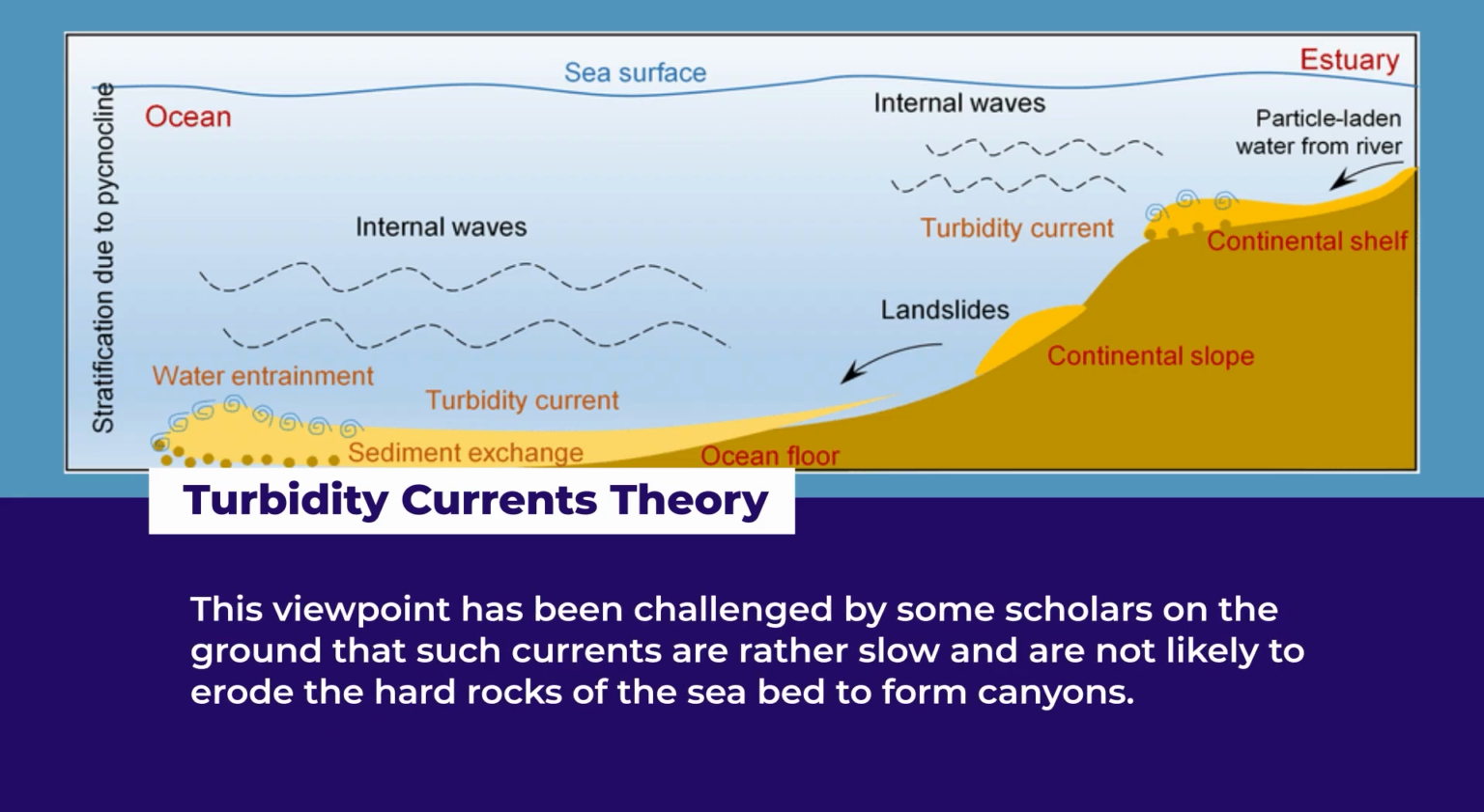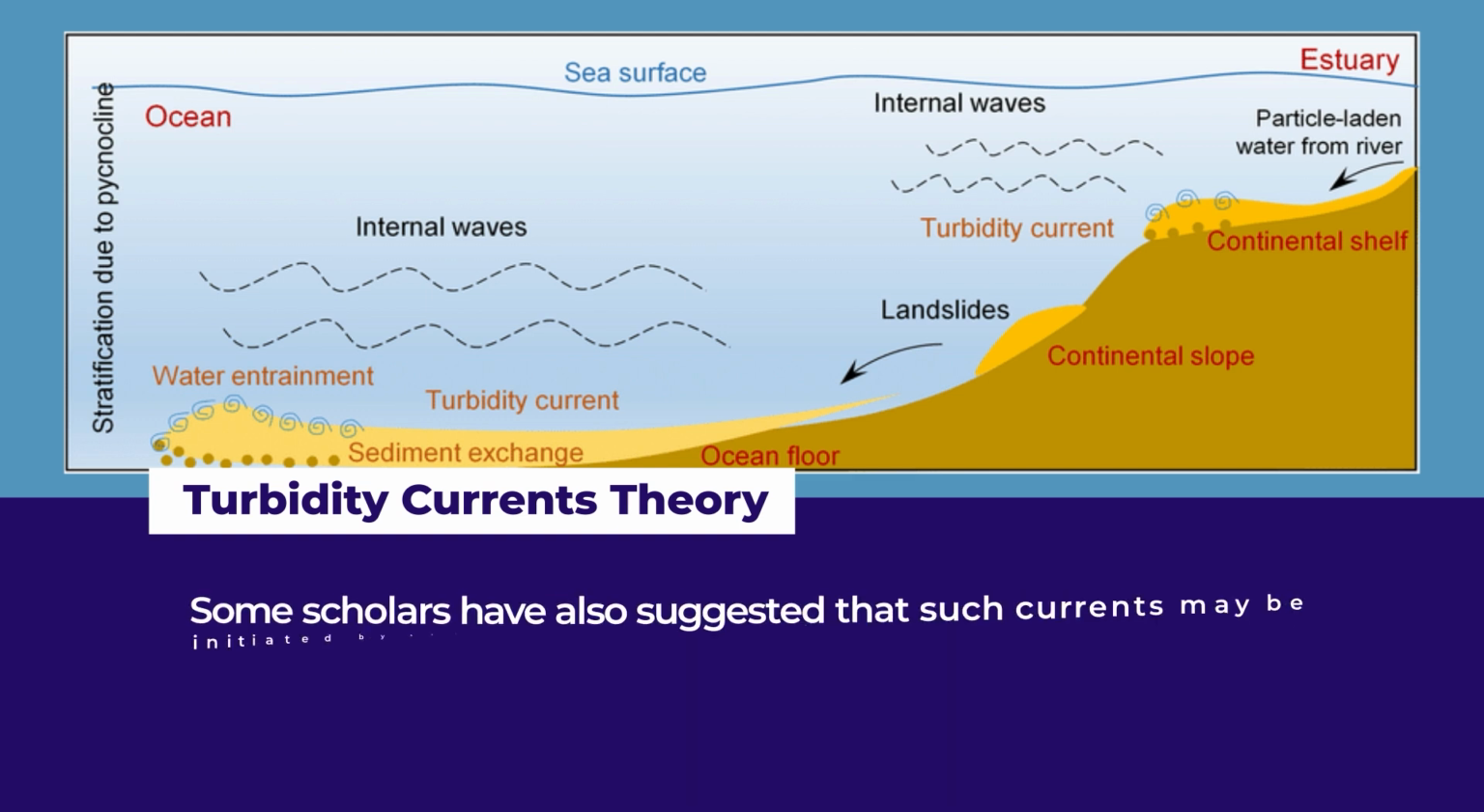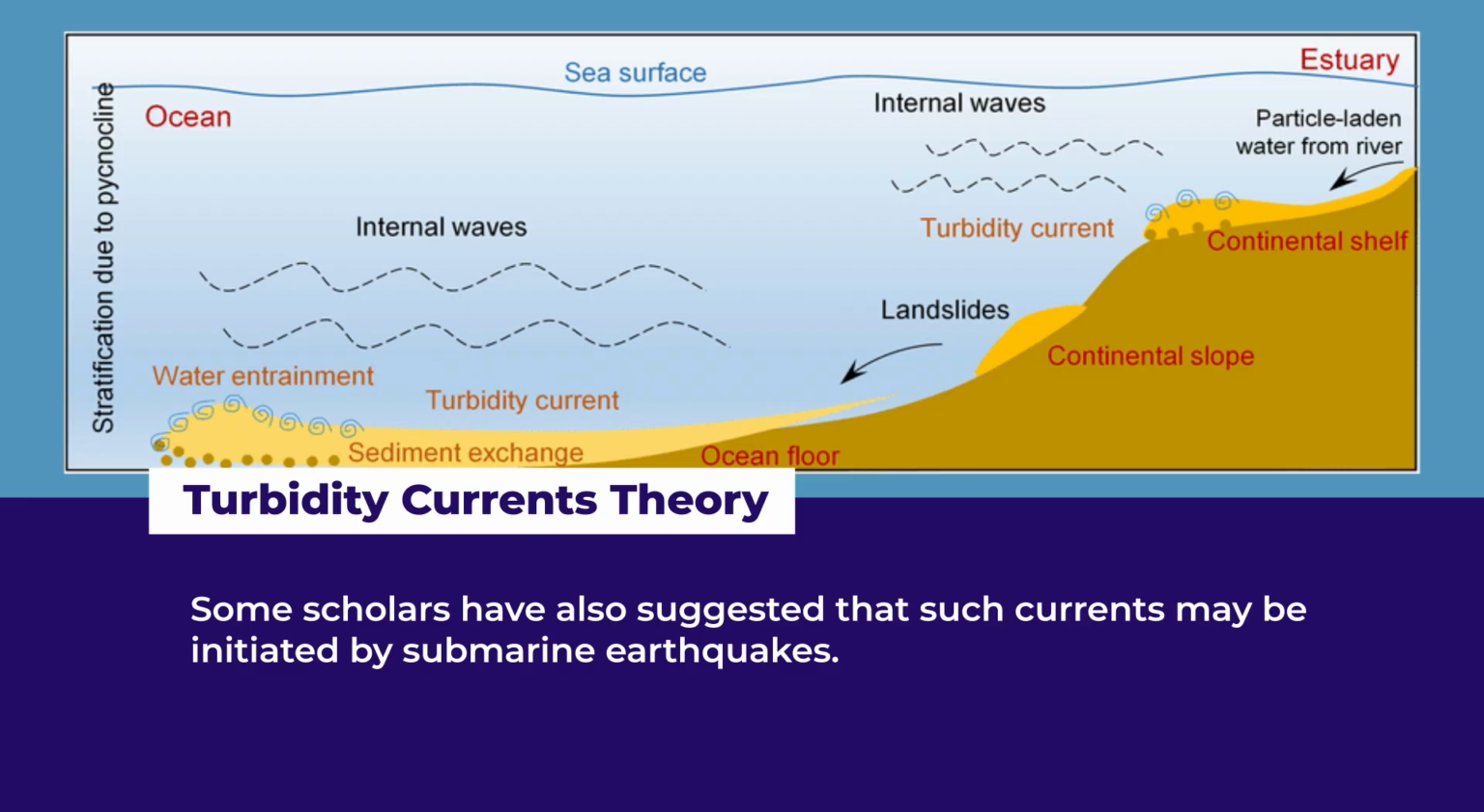This viewpoint of turbidity currents has been challenged by some scholars on the ground that such currents are rather slow and are not likely to erode the hard rocks of the seabed to form massive landforms such as submarine canyons. Some scholars have also suggested that such currents may be initiated by submarine earthquakes.